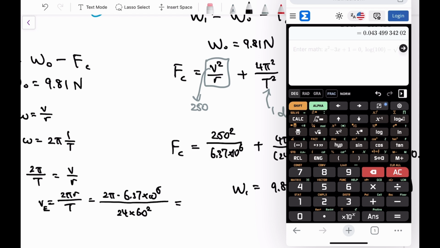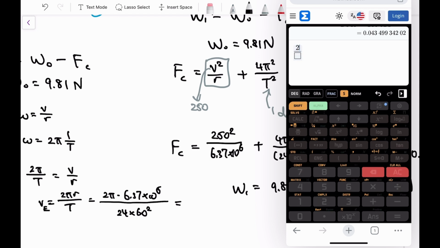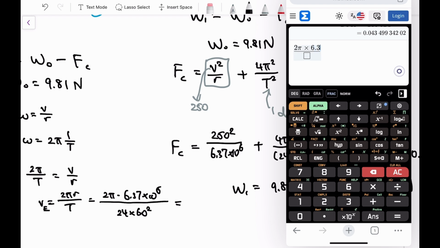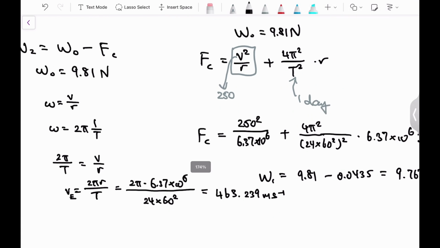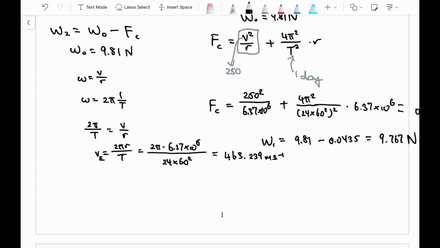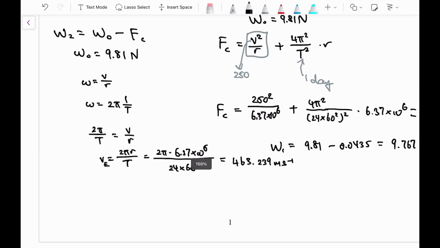And you can plug this into a calculator. So 2 pi times the radius of the Earth over 24 times 60 squared. And it gives us a rather large number, 463. Let's round to 3 decimal places in order to be accurate. Now this will be the speed of Earth, and then we will be able to calculate FC.